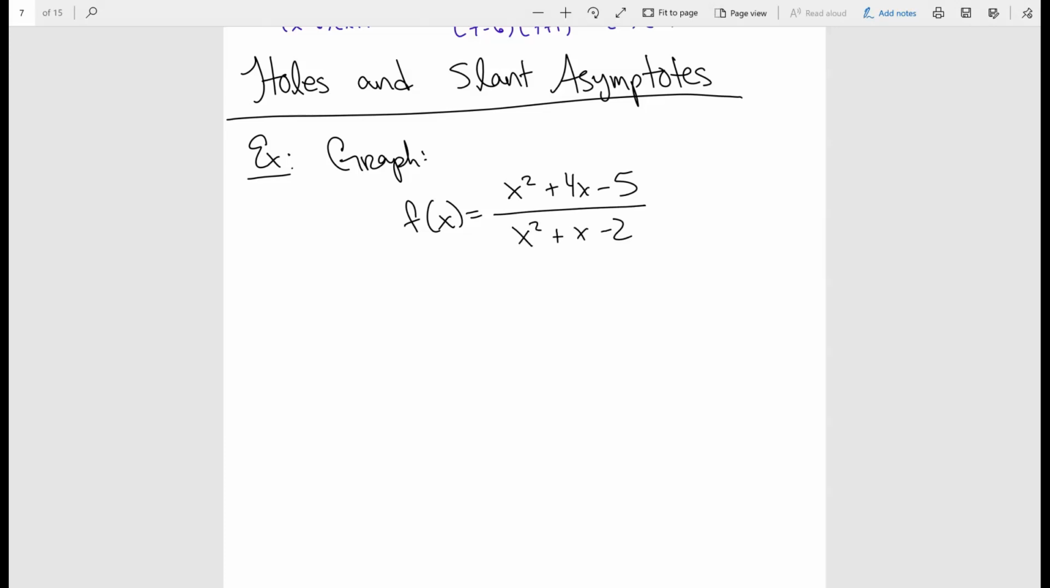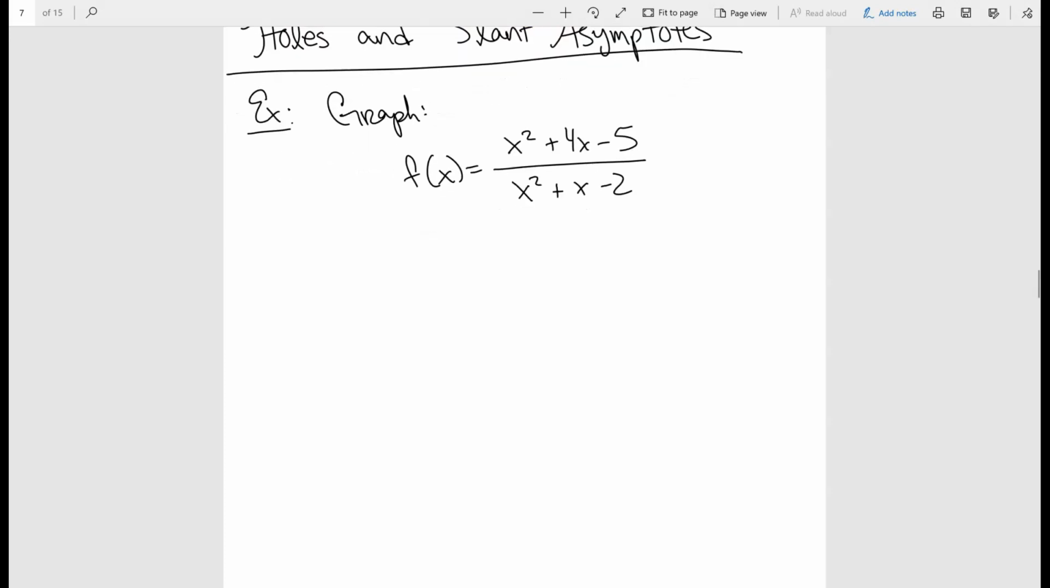Okay, so how would you do this? Right off the bat, it kind of looks like this is just going to be another regular one, because it doesn't look like this is going to have a hole. So let's just do the same steps that we've been doing. We're going to start off by factoring it. We have a lot of factoring to do.